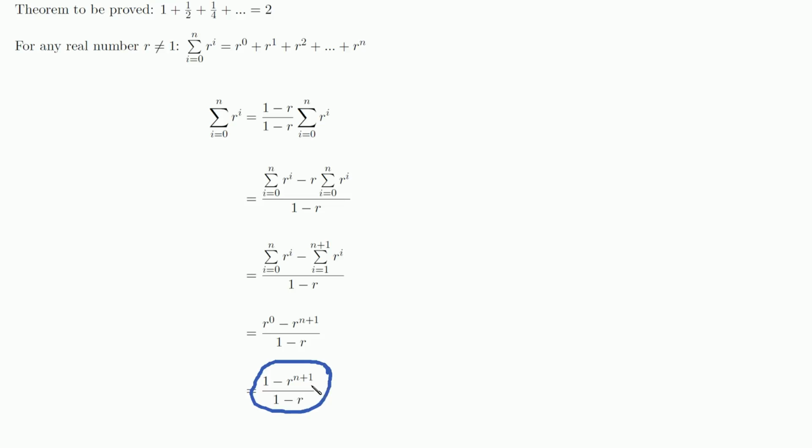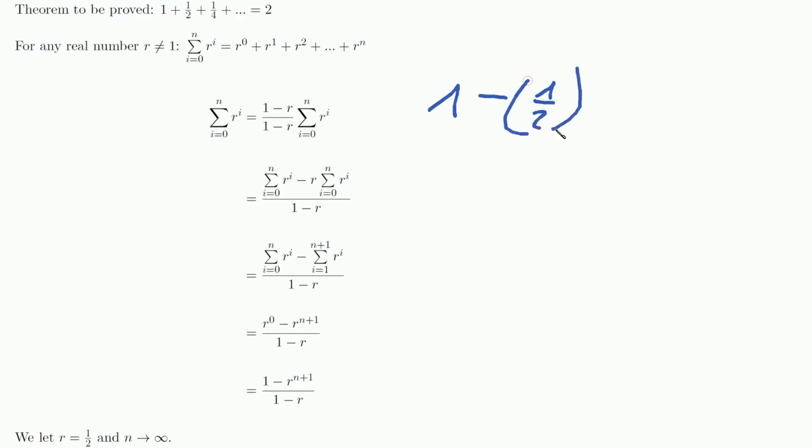Okay, so we have found this identity. It's a very nice identity for the geometric series. Now let's look at what happens if we use it on our example above. We plug in 1/2 for r. We get 1 minus 1/2 to the power of n plus 1, divided by 1 minus 1/2.